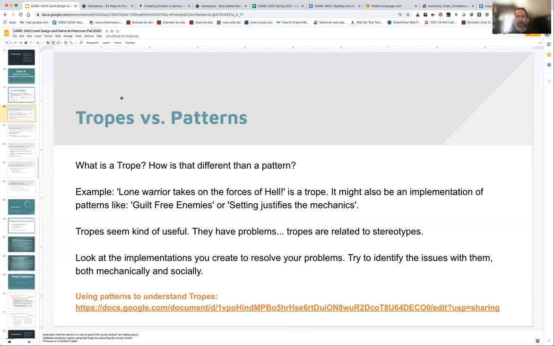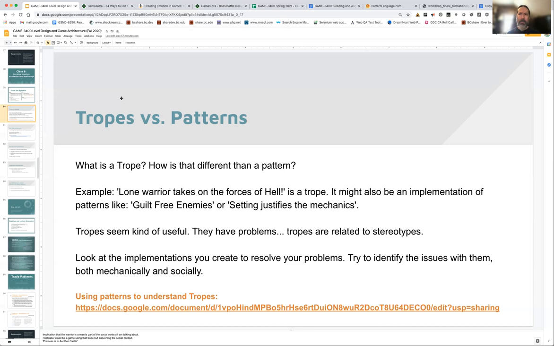But the trope has all this baggage. The patterns hopefully have been thought through and exist to solve a problem intentionally, as opposed to unintentionally bringing with them all of the background concepts that go along with them. So tropes do seem kind of useful in that they convey all of that background, right? Like if you want to imply a Judeo-Christian background, if you want to imply a patriarchal society or whatever, then those things being compressed into this trope of a lone warrior would make sense.